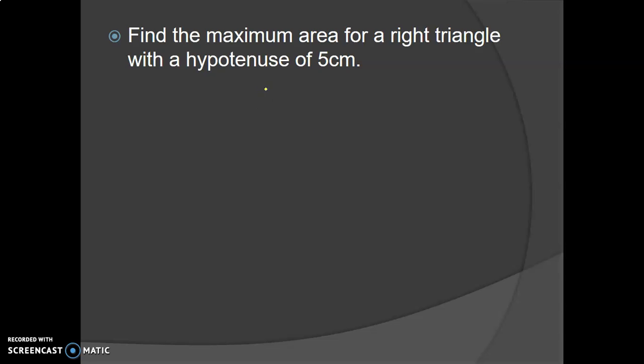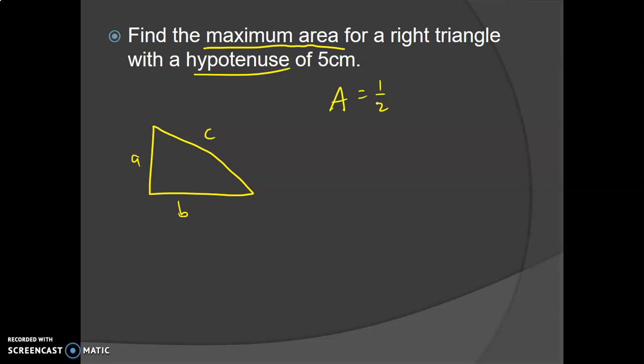This last one was super duper tricky, but again, we're trying to maximize area, and then we've got the hypotenuse. So we know we're dealing with a right triangle, with sides A, B, C. Area would be 1/2 times A times B. And then it gives us the hypotenuse, so we know that a squared plus b squared equals c squared, except I know that c is 5. So I can say a squared plus b squared equals 25.